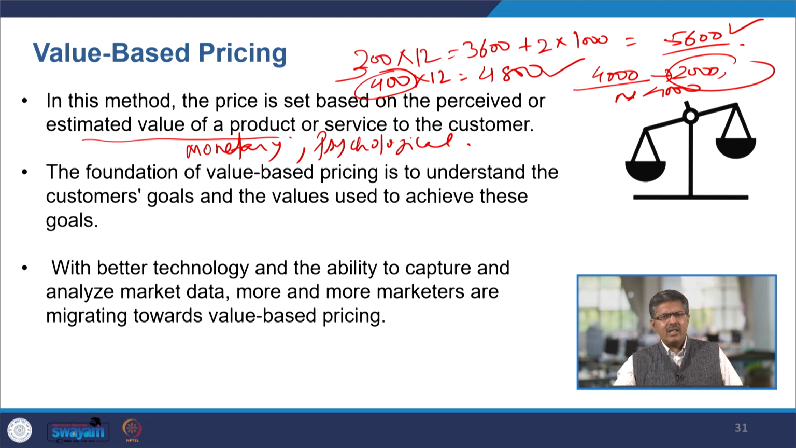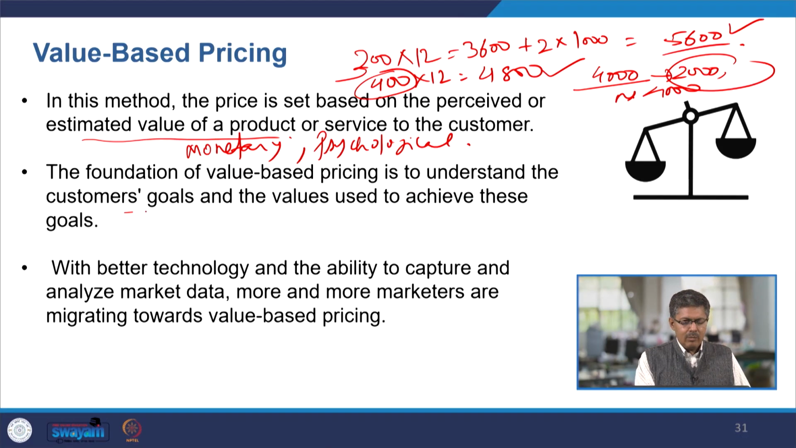So this psychological value, and the monetary value that I am spending, all this has to be checked and taken into consideration while pricing a product when you think about value based pricing. That is why value based pricing is a much preferable method in comparison to other methods of pricing like cost based pricing or competitive based pricing. The foundation of value based pricing is to understand the customer's goals and the values used to achieve these goals.